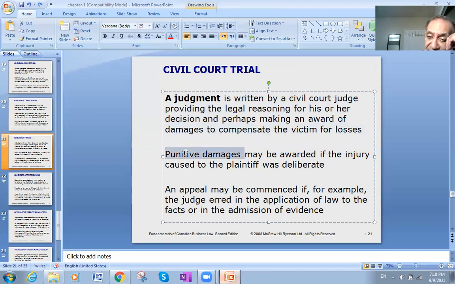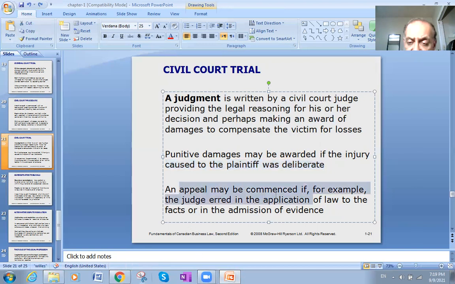Punitive damages may be awarded if the injury caused to the plaintiff was deliberate. So if the danger was able to be measured and the risk was there, and you can measure how far this person is damaged, then in that case there will be punitive damages awarded. As long as we can measure it, we can say it in numbers.